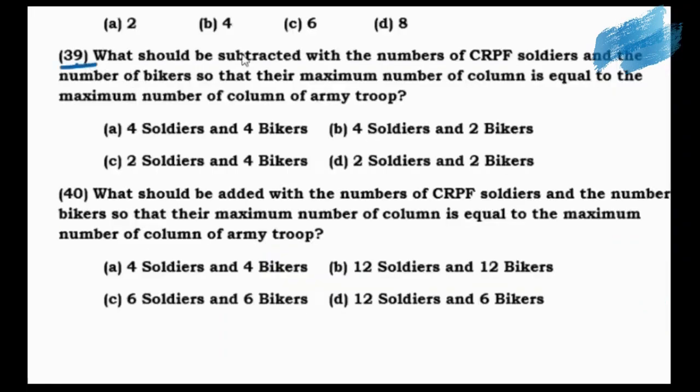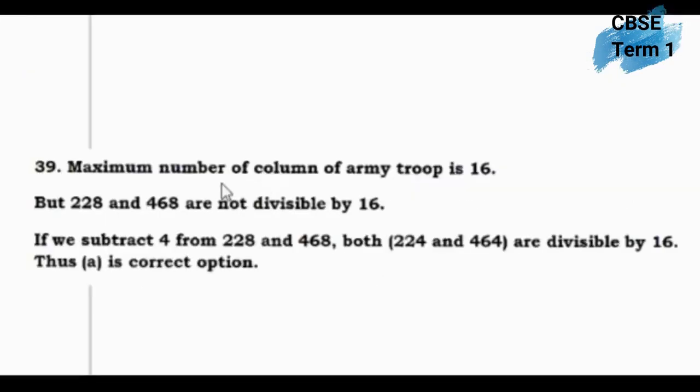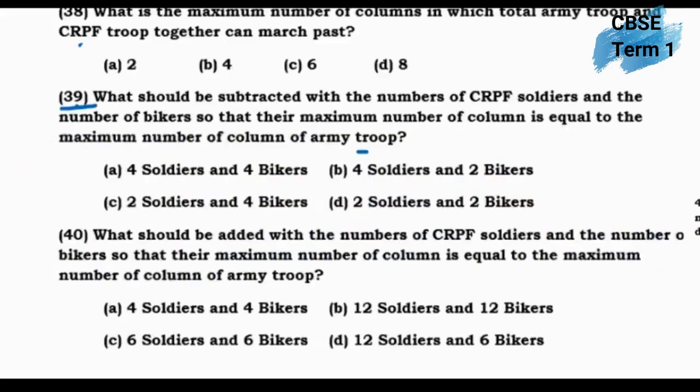39th question: what should be subtracted from the number of CRPF soldiers and the number of bikers so that their maximum number of columns is equal to the maximum number of columns of the army troops? The maximum number of columns of the army troops is 16, but 228 and 468 are not divisible by 16. If we subtract 4 from 228 and 468, we get 224 and 464, which are both divisible by 16. Therefore, A is the correct option.